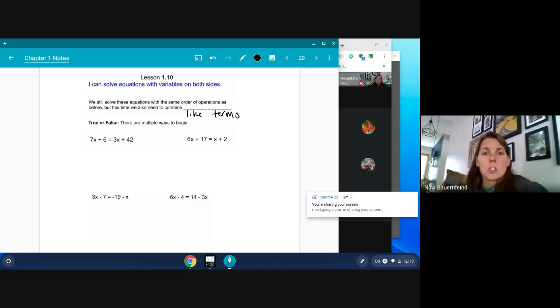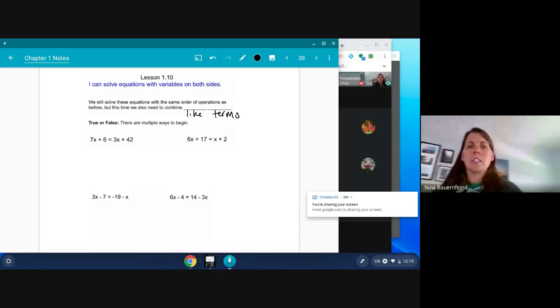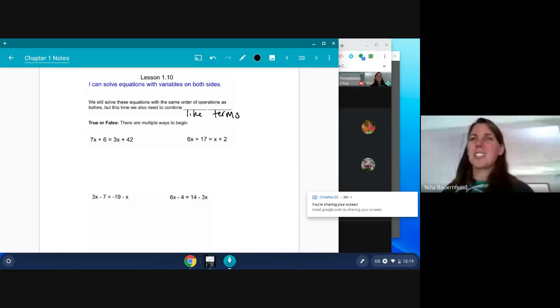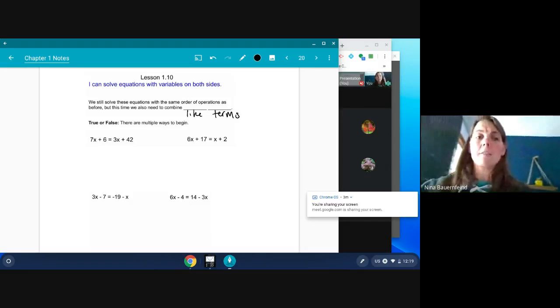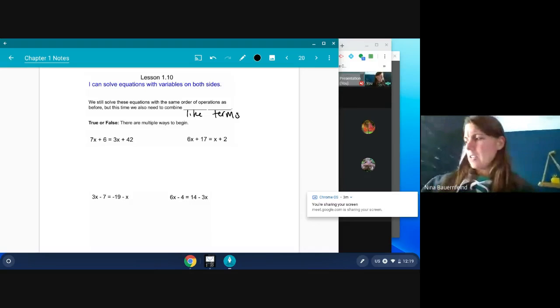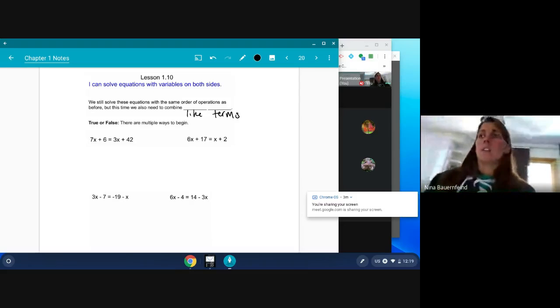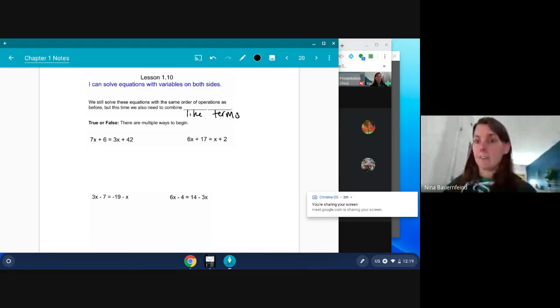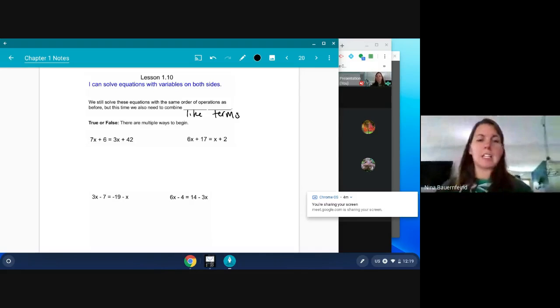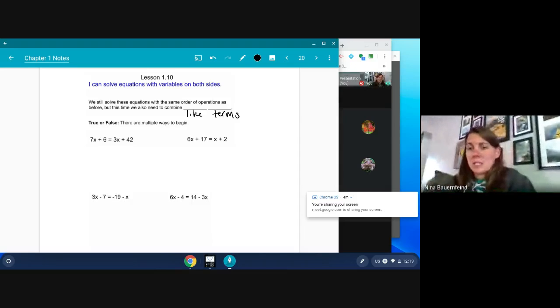Okay. So what we're going to do is start solving these. The good thing is that there's multiple ways to start this off. So the first question here is true or false: there are multiple ways to begin. That's very true. Just because you do something different doesn't necessarily mean that it's wrong, okay? I'm just going to show you the way that most math people would do it. So this is very true. There's more than one way to start, but I would always start by going like this.